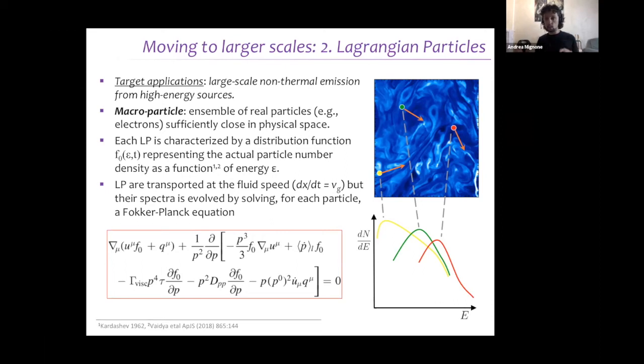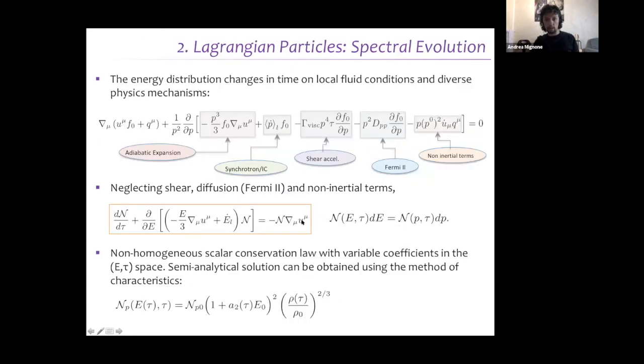However, each macroparticle has its own spectrum, and this spectrum changes in time according to a Fokker-Planck-like equation, which I reported here. Now, there are many terms here, which I would like to talk to you about. So one term is accounting for adiabatic expansion. Then the second term is accounting for synchrotron or inverse Compton emission. Then we go for shear acceleration, Fermi second order, and non-inertial term.